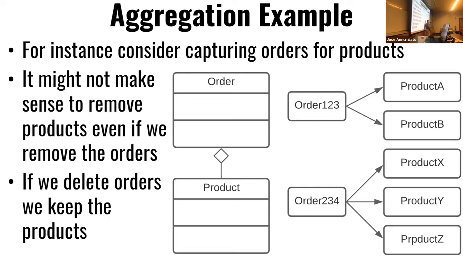So what should happen if somebody cancels the order and I delete the order from the record? Should the products be removed? No, it makes no sense. Why would I remove these? I'm just removing the fact that you wanted this and now you don't want it anymore. So that's clearly an aggregation. I have a reference to them, but if the reference goes away, the original stays. That's how you would capture it, with the open diamond on the one side.